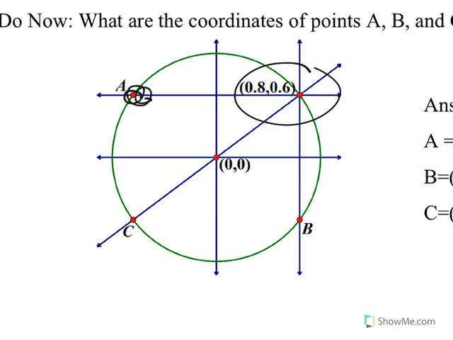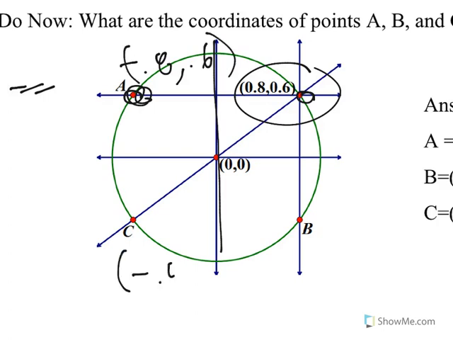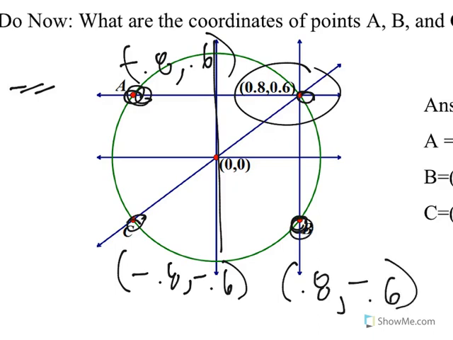For instance, this point over here is reflected over the y-axis, so it's negative 0.8, 0.6. This point over here is negative 0.8, negative 0.6, and this point over here is 0.8, negative 0.6. So these 4 points are related in that they have the same x and y coordinates, just some might be negative. 0.8 and 0.6 are the absolute values of the x and y coordinates.